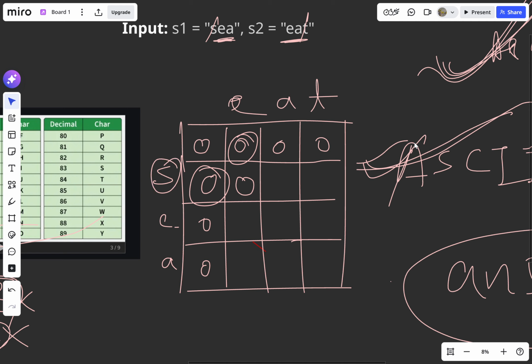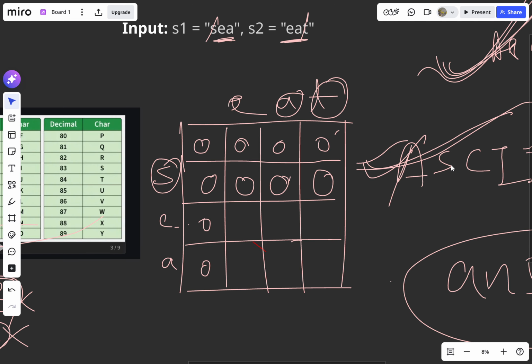Now we have S and A. These are also different, so we will take the maximum from these two. Now we have S and T, so these two are also different, so that's why we will take the maximum from this and this.